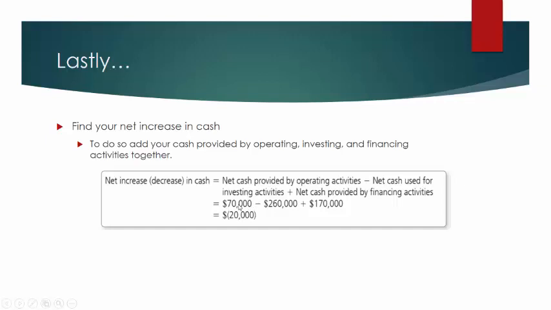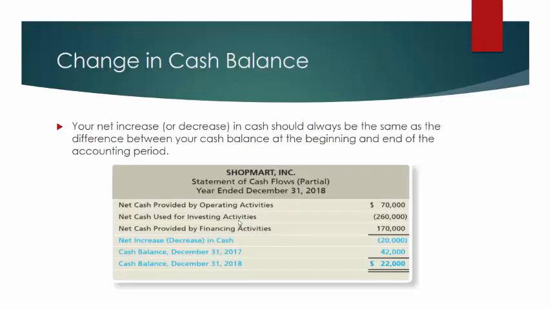Numbers jibe if you look at it right here, right? If we brought in $70,000 from operating and $170,000 from financing, that's $240,000 in cash that we brought in, but we used $260,000 for investing, so that wasn't enough to cover the total amount that we paid for investing. Therefore, our cash flow has to be going down. And if you remember, when we went back to the very beginning for our current asset section, we determined that our net decrease in cash was indeed $20,000.